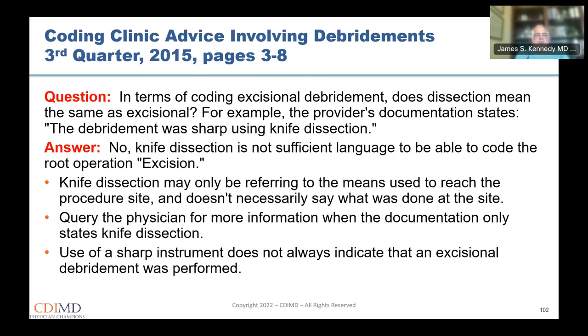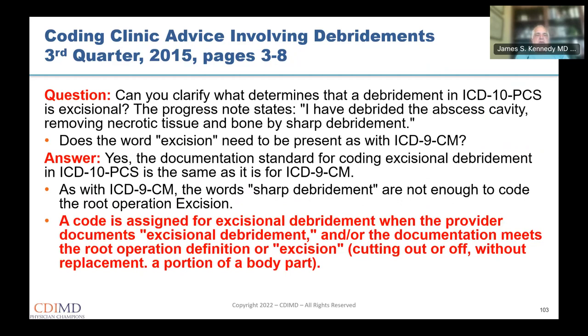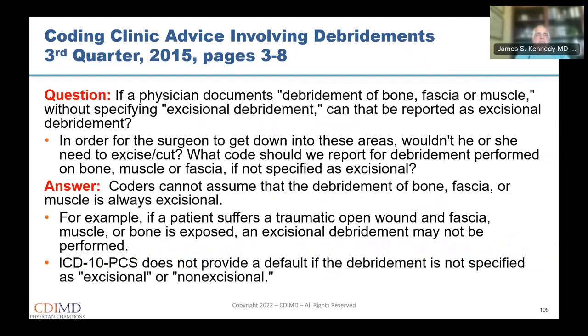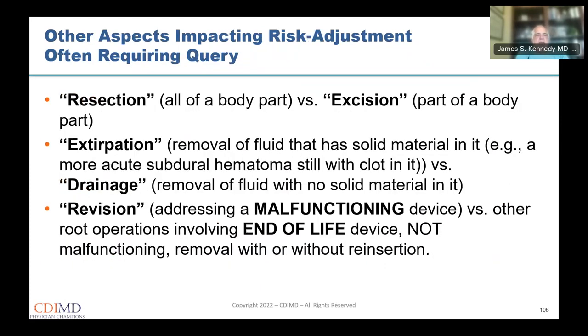I would just recommend that you read these. It says that if a doctor debrides an abdominal cavity, removing necrotic tissue and bone by sharp debridement, does the word excision need to be in here? The answer is yes. The Coding Clinic, which is the Supreme Court, told us that we have to do that. And notice the doctor wrote debridement of bone, fascia, or muscle without saying excisional debridement. Can the coder assume that? The answer is no. So your ability to articulate this with a coder using the Coding Clinic advice will show the coder that you're sensitive to this and that you're on their level in working this out.